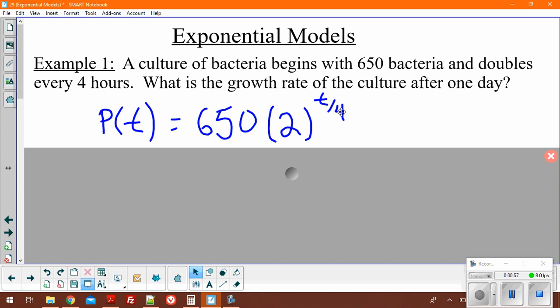The reason we're dividing the exponent by 4 is because it doubles every 4 hours, right? So for example, if it's going to double twice, that would take 8 hours. If I plug in 8 for t, 8 divided by 4 is 2, and I have 2 squared, which represents the 2 doublings. So with that in mind, t is in hours here. T is the number of hours in the function.